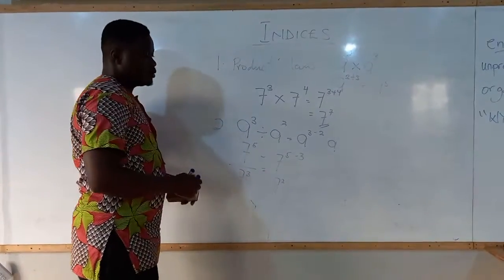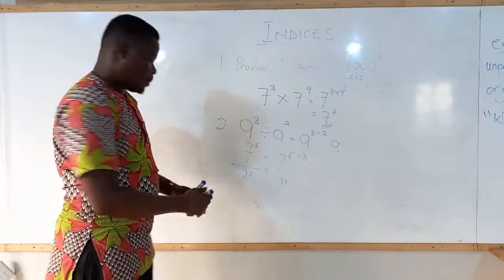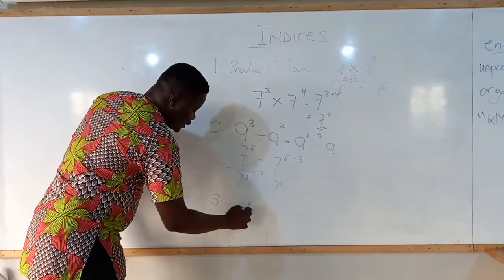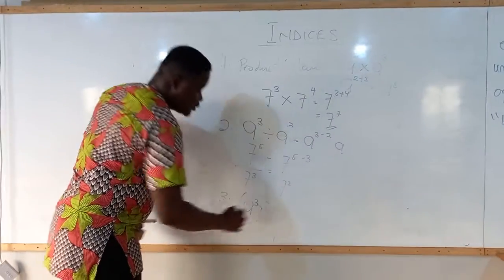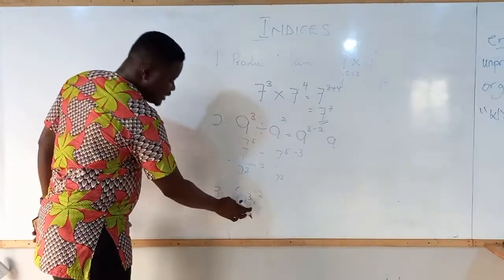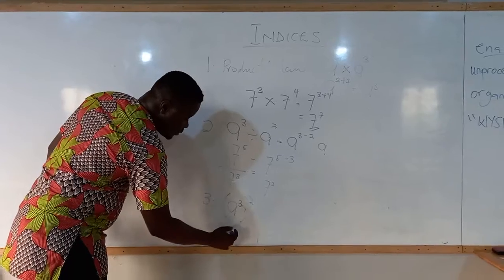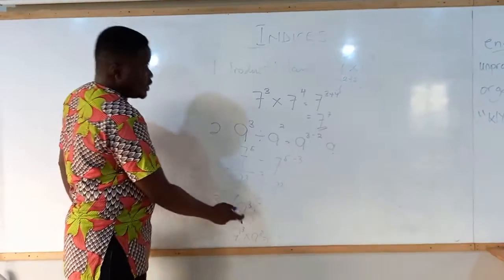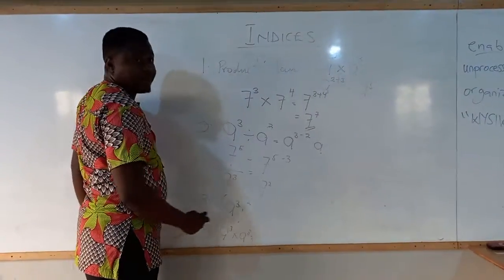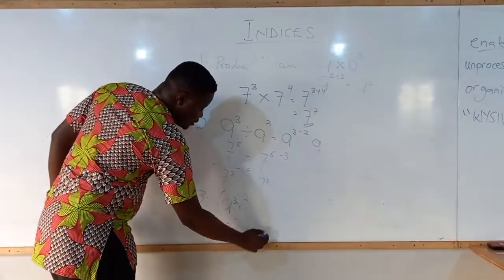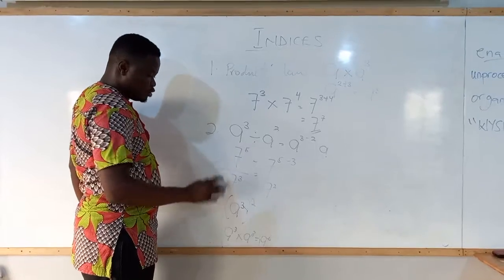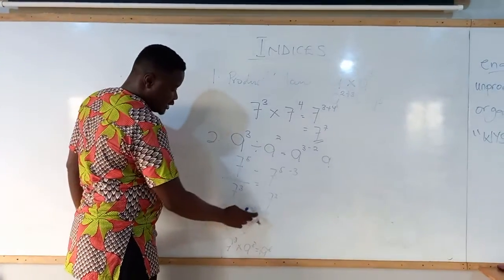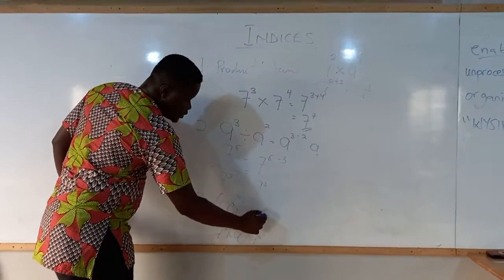Now the third law is a power to a power. So you have a raised to the power 3, all raised to the power 2. This means that a raised to the power 3 times a raised to the power 3, and per the first law, we just add their powers to give you a raised to the power 6. So in a short way, for a power to a power, we just multiply the powers. 3 times 2 will give you 6.